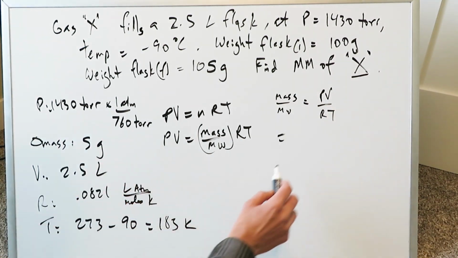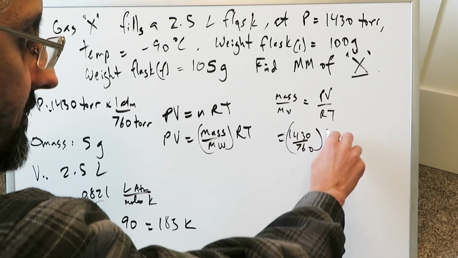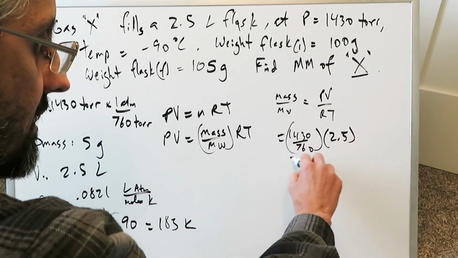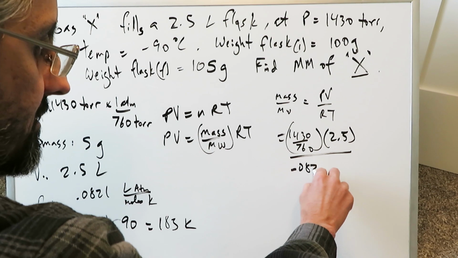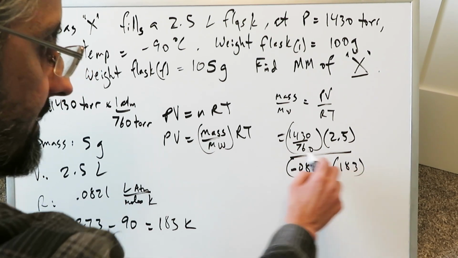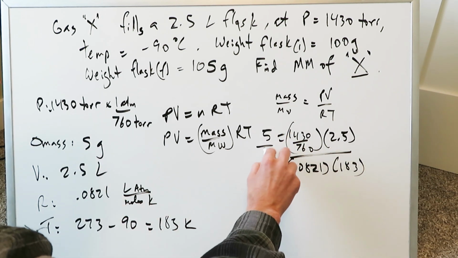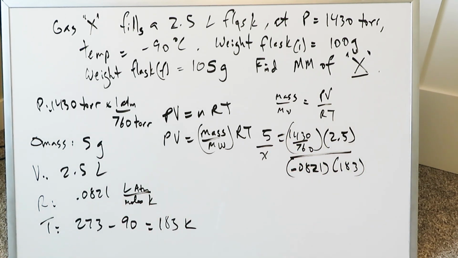Our pressure is going to be 1430 divided by 760. Our volume is 2.5 liters. We have a gas constant of 0.0821. We have a temperature of 183. This is equal to your mass, which we've determined is 5, over your molecular weight, which I'm calling X, or your molar mass X. We have to solve for that X, and it's not hard.